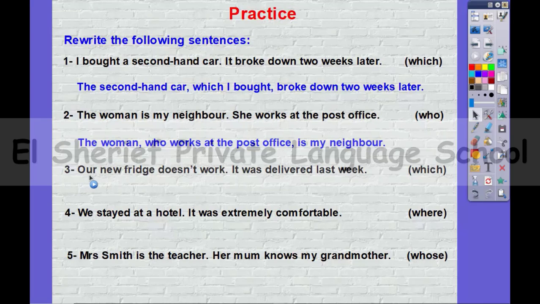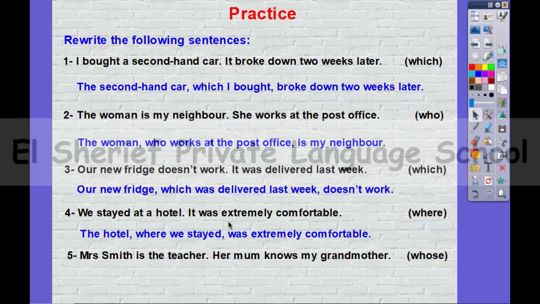Number 3. Our new fridge doesn't work. It was delivered last week. So, our new fridge, which was delivered last week, doesn't work. Number 4. We stayed at a hotel. It was extremely comfortable. So, the hotel where we stayed was extremely comfortable.